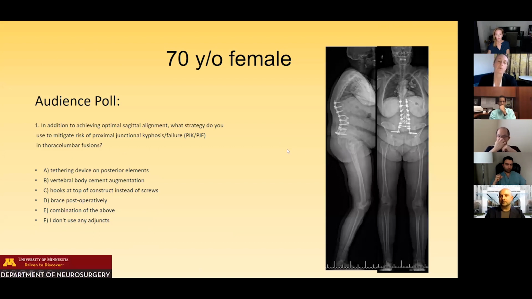That's a really great question. There are variable definitions. In general, proximal junctional failure is reserved for either a fracture in the posterior elements or the vertebral body themselves, which should automatically qualify as failure. The definitions of proximal junctional kyphosis vary significantly.